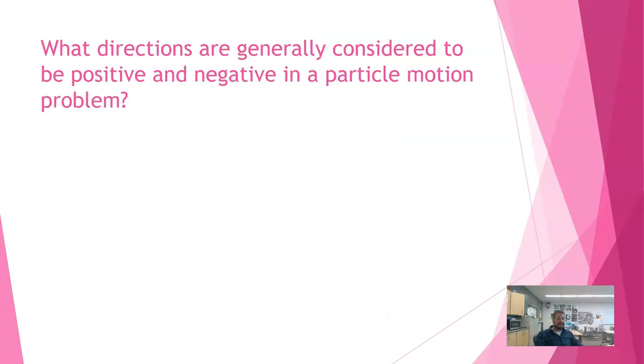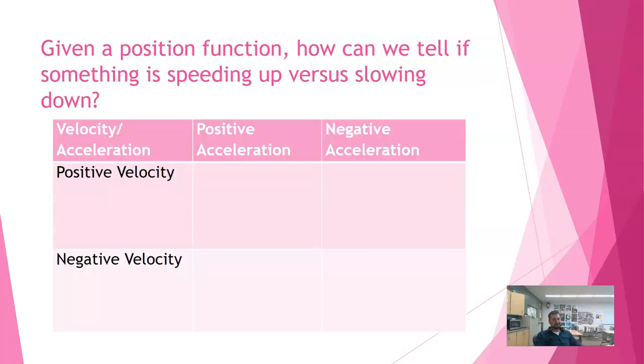Now, on the AP exam, what will happen is we will say, okay, we have an object that is moving in one direction and an acceleration that is maybe moving in another direction.